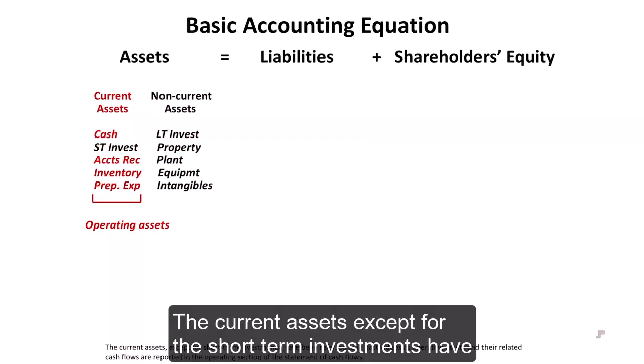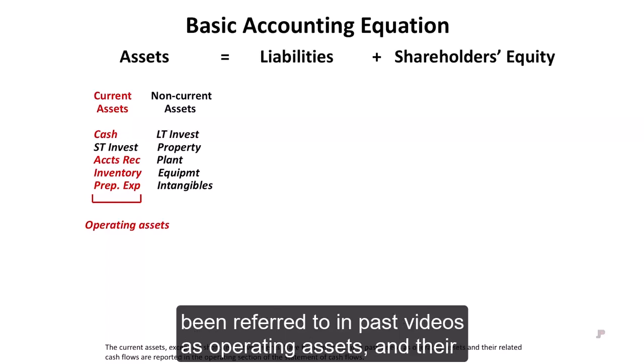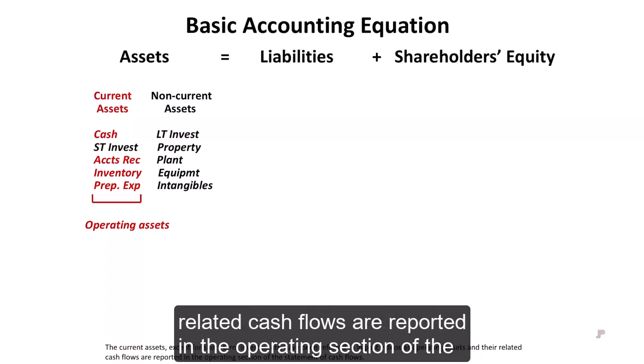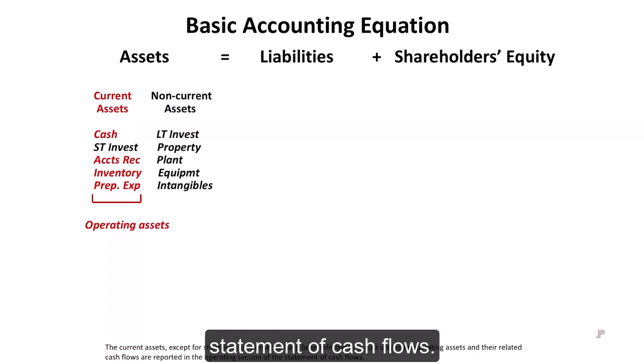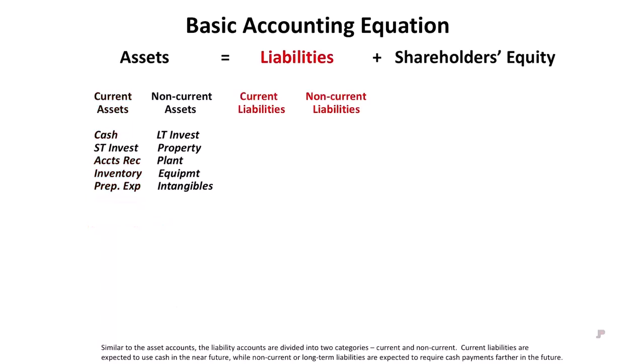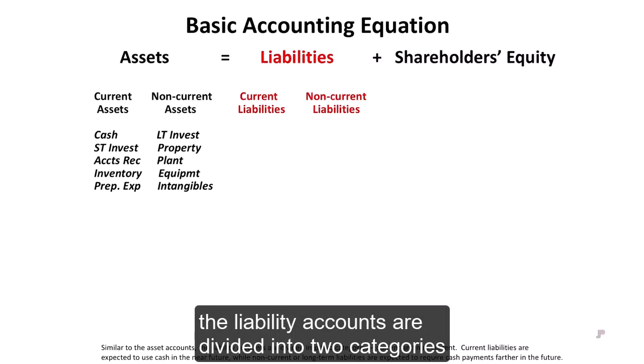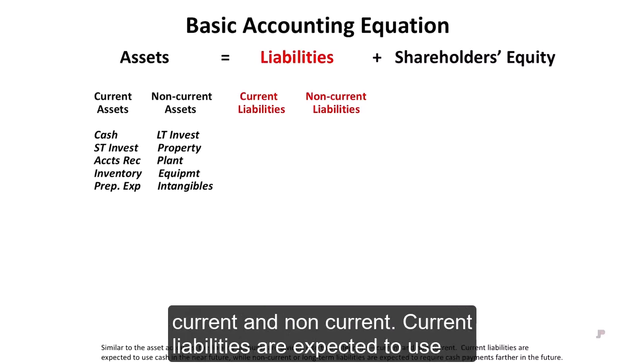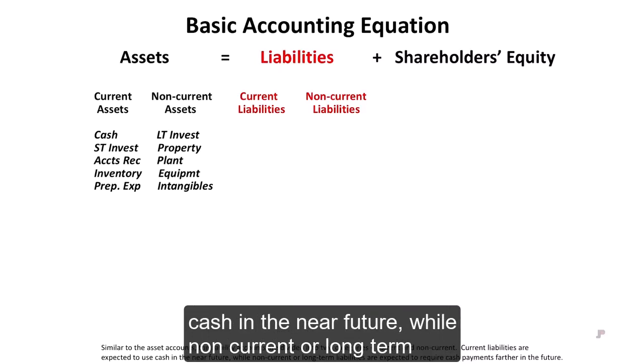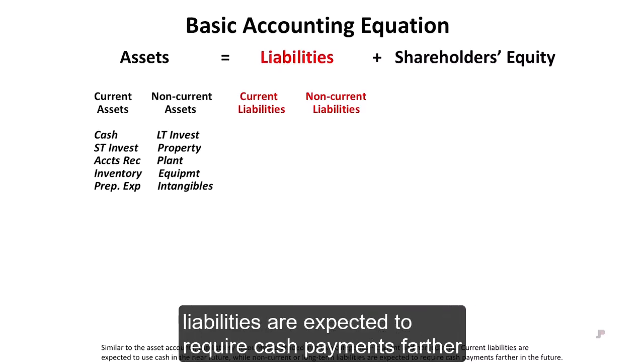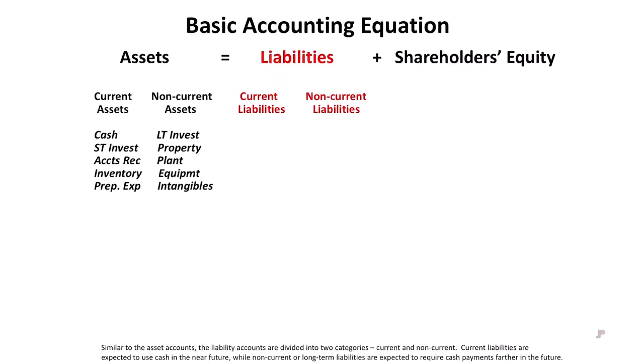The current assets, except for the short-term investments, have been referred to in past videos as operating assets, and their related cash flows are reported in the operating section of the statement of cash flows. Similar to asset accounts, the liability accounts are divided into 2 categories, current and non-current. Current liabilities are expected to use cash in the near future, while non-current or long-term liabilities are expected to require cash payments farther into the future.